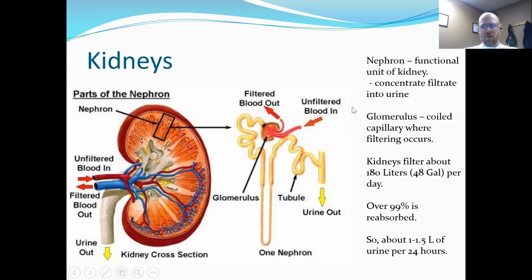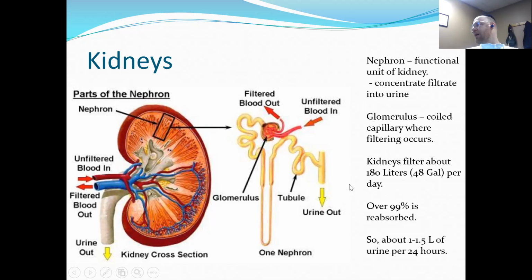So the kidneys ultimately filter about 48 gallons of fluid a day, right? And end up making approximately 1 to 1.5 liters of urine every 24 hours. Clearly, over 99% of that fluid gets reabsorbed. But this is the functional unit of the kidney.